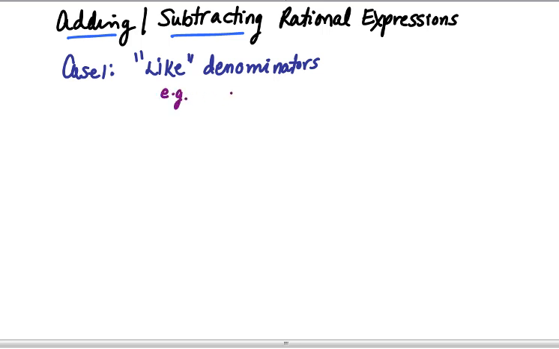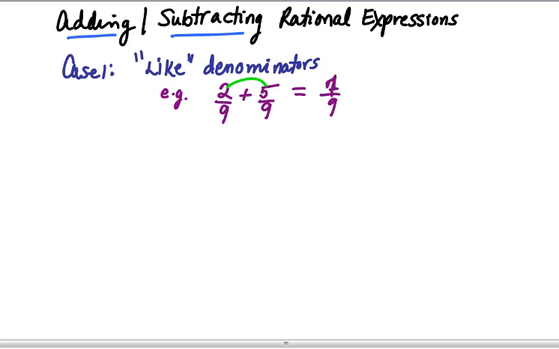Numerically, an example would be 2/9 plus 5/9. We're adding ninths, so all together we just add the 2 and the 5, and we have 7/9. So our answer is 7/9.